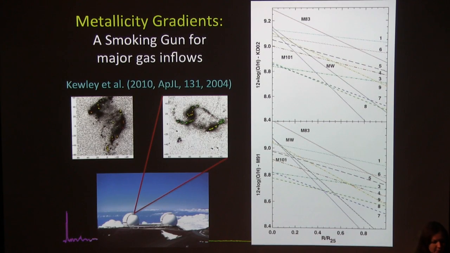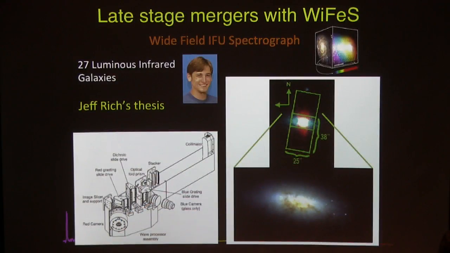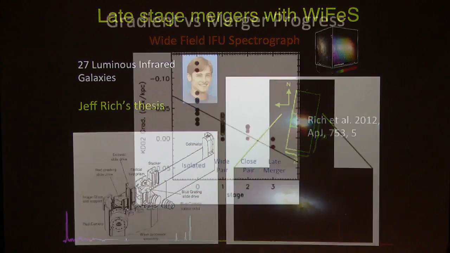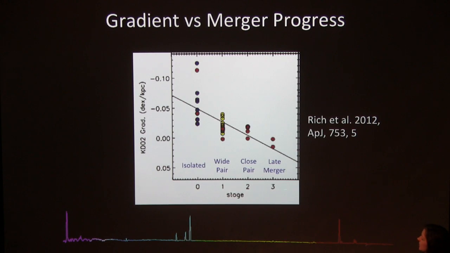And this is really a smoking gun for these gas infalls. And at the time, these were very hard to measure. This is the first time we'd measured this systematically. And then we wanted to have a look at late-stage mergers. Late-stage mergers are more compact. We need integral field spectroscopy, and this was part of Jeff Rich's PhD thesis. And so he observed a sample of 40 luminous infrared galaxies with our ANU 2.3 meter wave spectrograph, and then plotted the gradient versus merger stage.